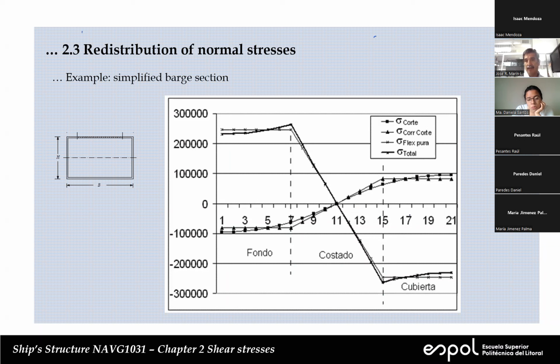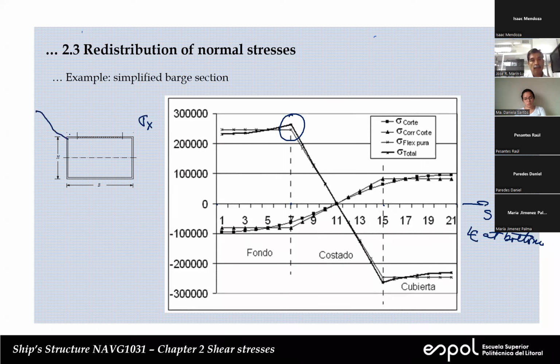Sorry, we are missing the name of the variables here. So this is the S, measured from center line at bottom. And this is sigma X in general. So this is center line at bottom. This is bottom at side, neutral axis. This is side at deck, and this is center line at deck. And as I said before, you see that there is an increment in normal stress. Originally was this, and now we have this. And this is higher than the value at the central position.